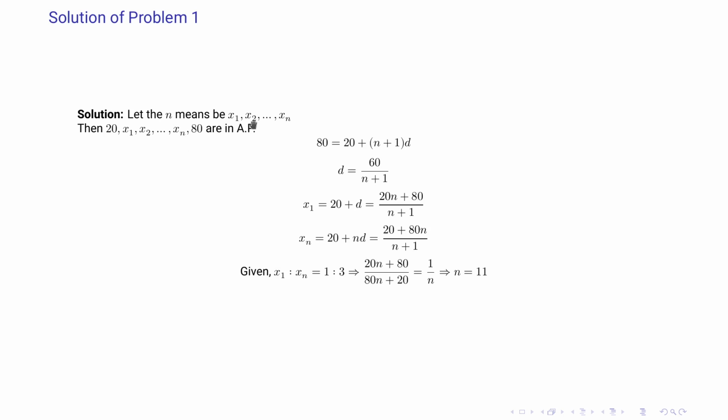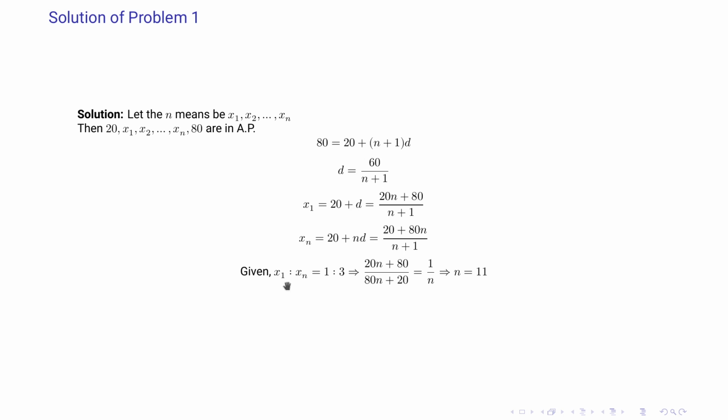So there are n plus 2 terms. That's why we can write that 80 is equal to first term plus (n plus 1) into d. So d is 60 by (n plus 1). Now x1 is equal to 20 plus d, which is nothing but (20n plus 80) by (n plus 1). We substitute the value of d over here. And xn is equal to 20 plus nd, which is nothing but (20 plus 80n) by (n plus 1).